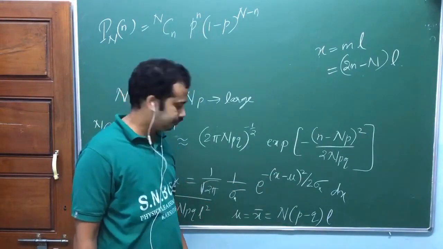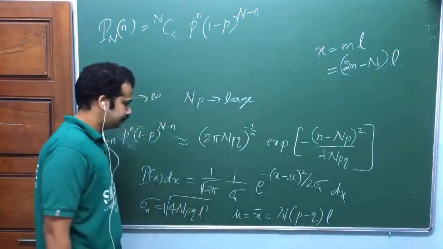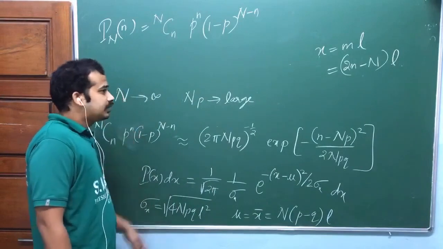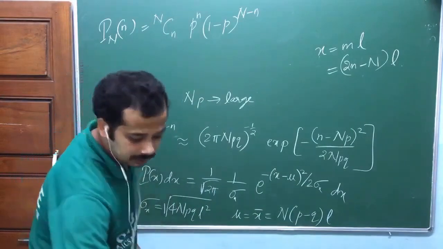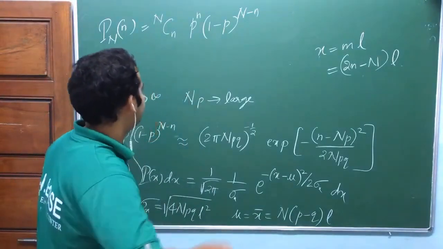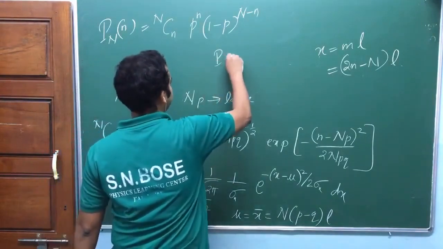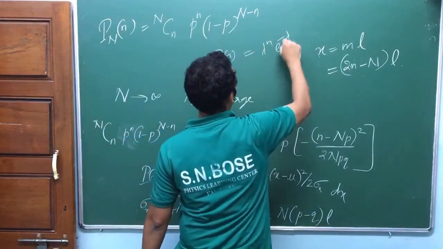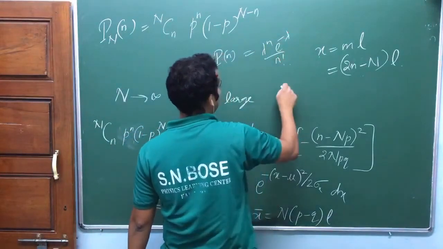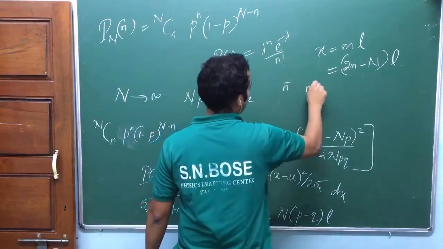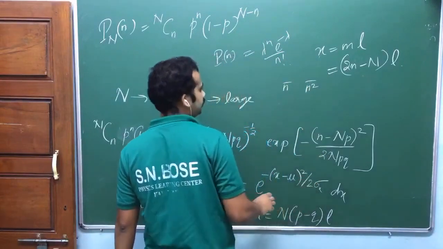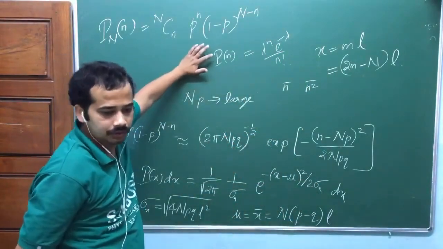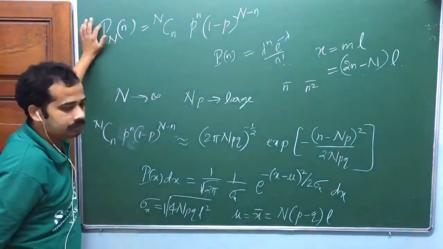In case of Poisson distribution, how can we calculate those deviations? I think then we have to define it like this, isn't it? We have to define P of n is equal to lambda power n e power minus lambda divided by n factorial. Then you have to take the n average and the n square average, isn't it? So this is actually a discrete probability distribution.